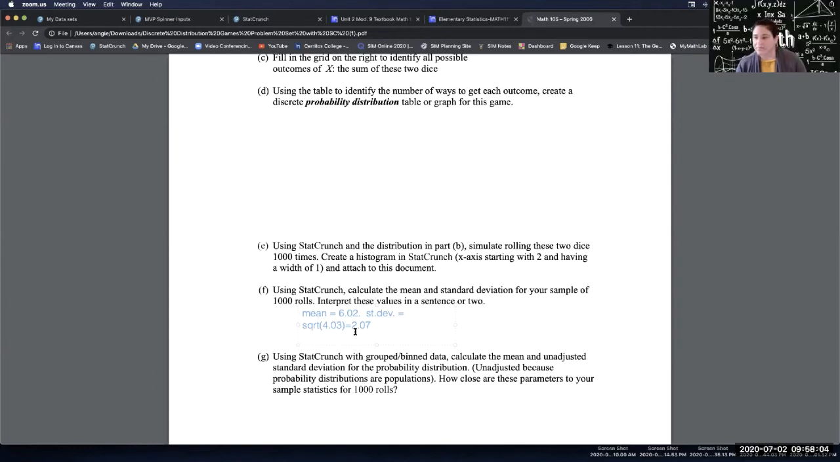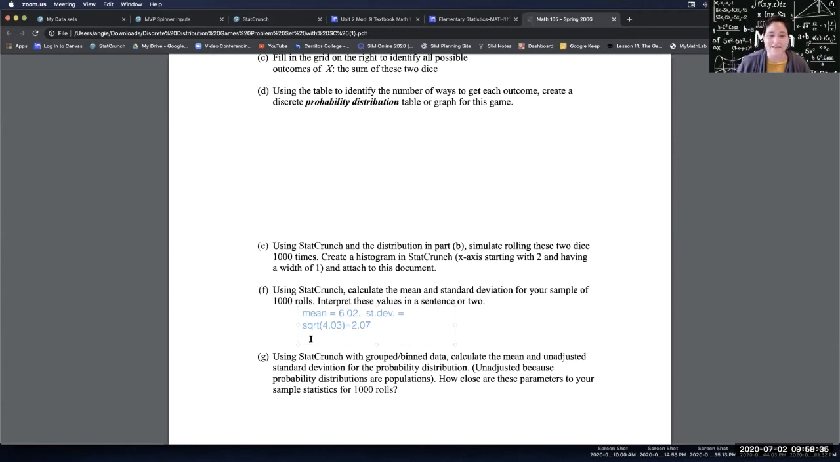So what you would write when it says interpret these values in a sentence is, if I were Lavario, I would write, what does this 6.02 represent? What does the mean represent? What are you doing in the problem? What is this whole experiment? What are we doing in this game? We're rolling dice. That's all we're doing.